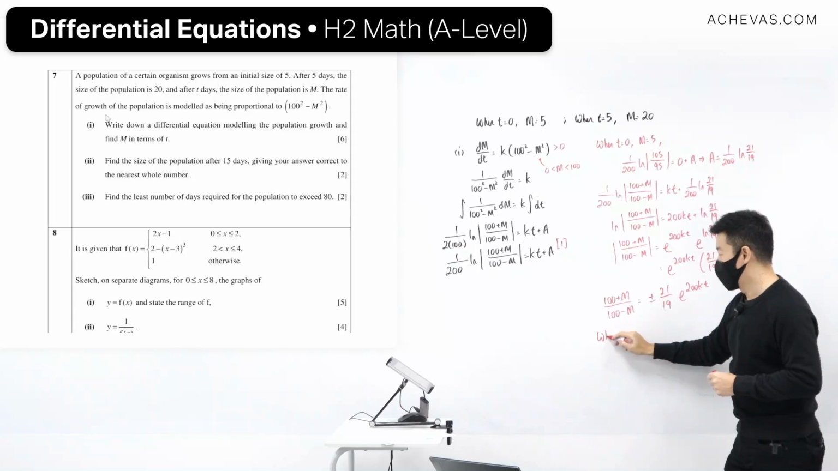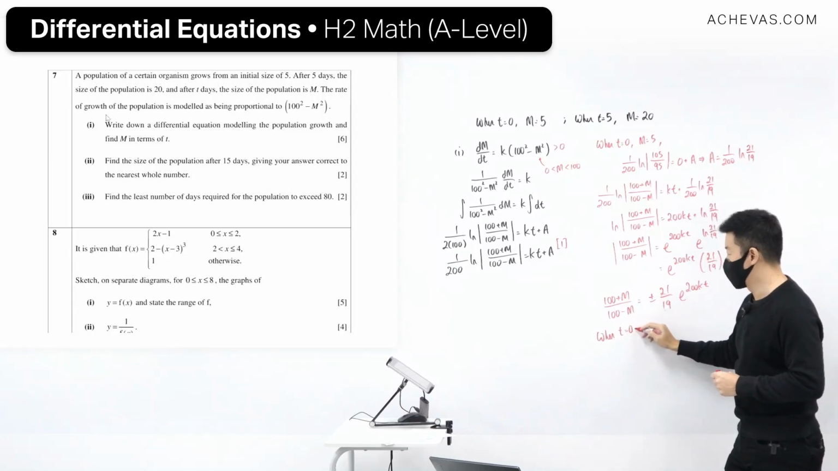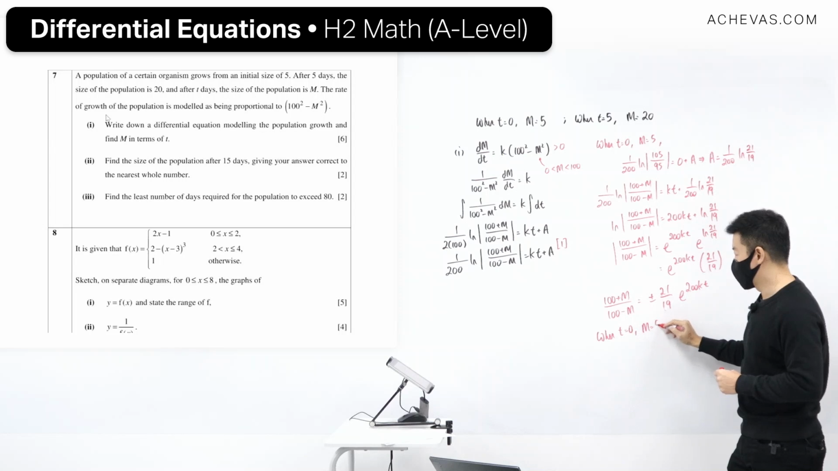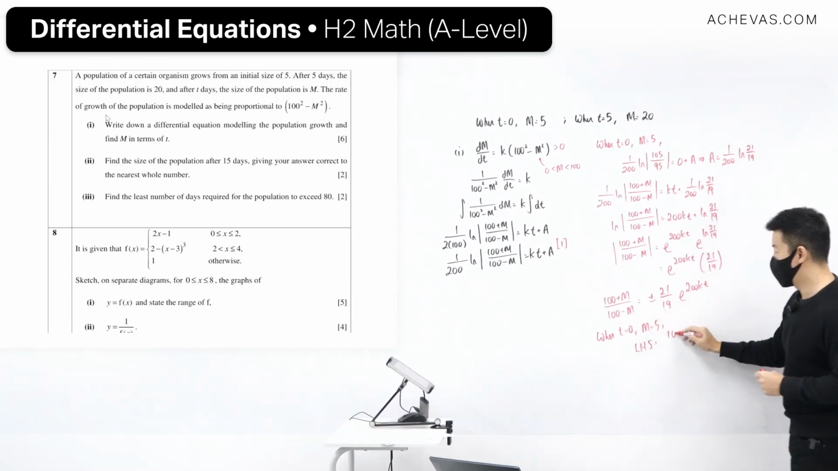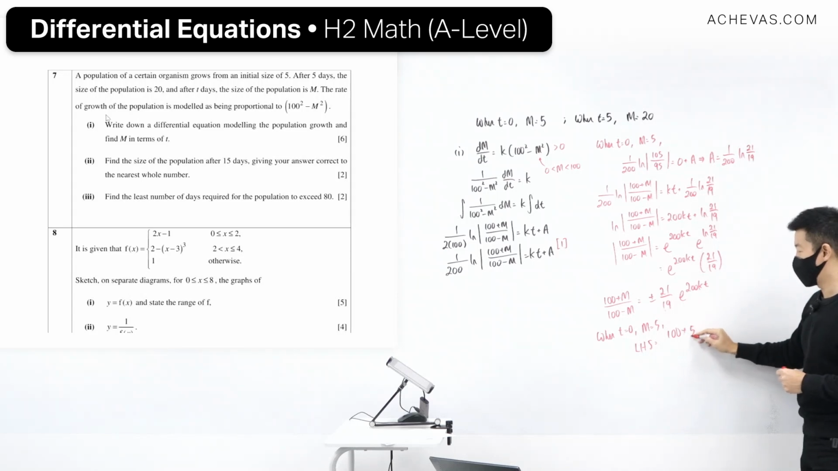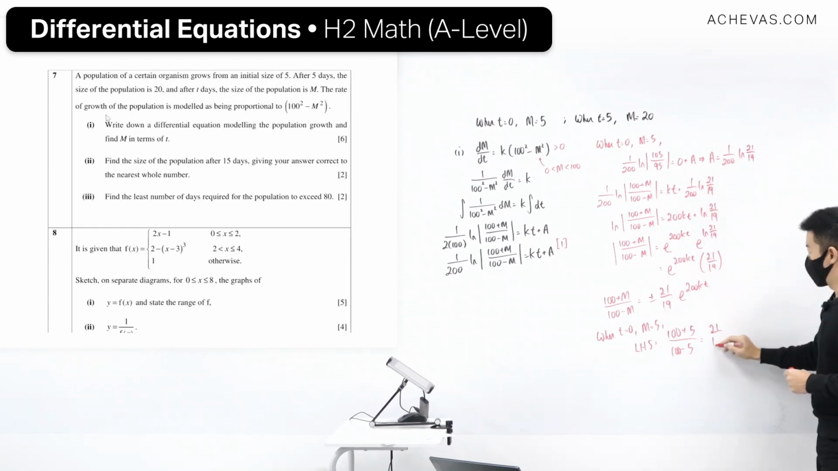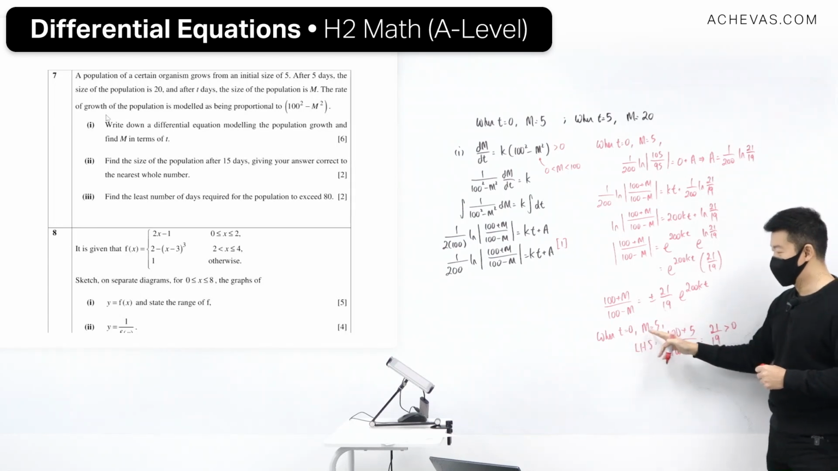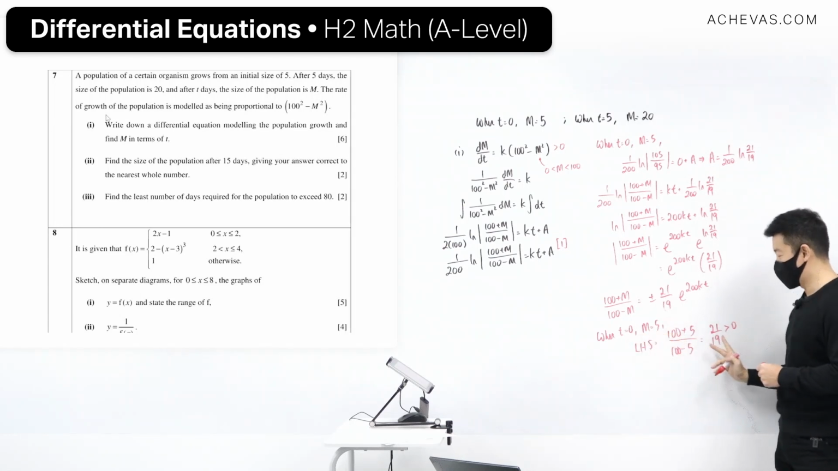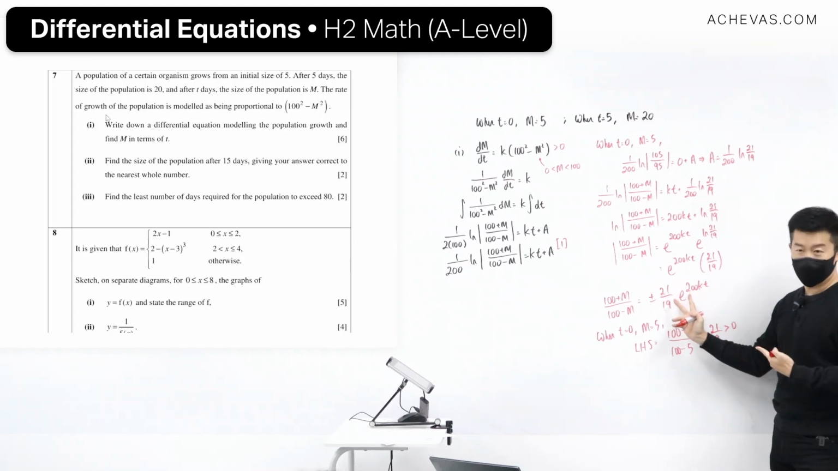For example, when t is equal to 0, m, I know it is going to be equal to 5. So if I were to work on the left-hand side of this equation, we're going to be getting 100 plus m, which is 5, divided by 100 minus m, which is 5. So this is going to give me 105 over 95, which is equal to 21 over 19. So this is positive. So if t is equal to 0, m is equal to 5, the left-hand side is positive. The right-hand side must also be positive.